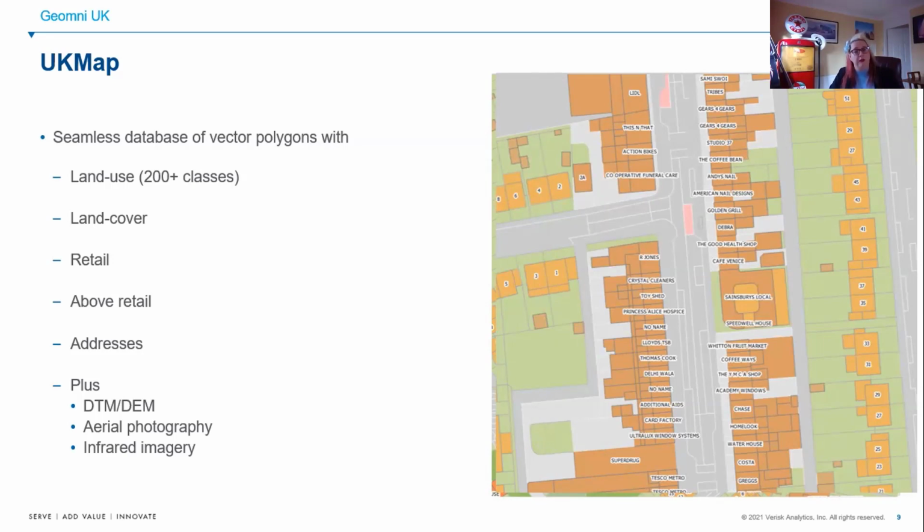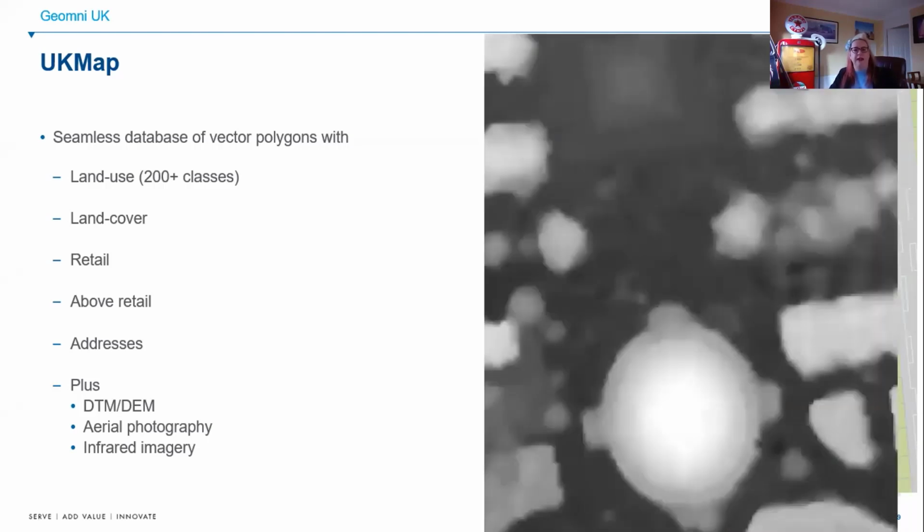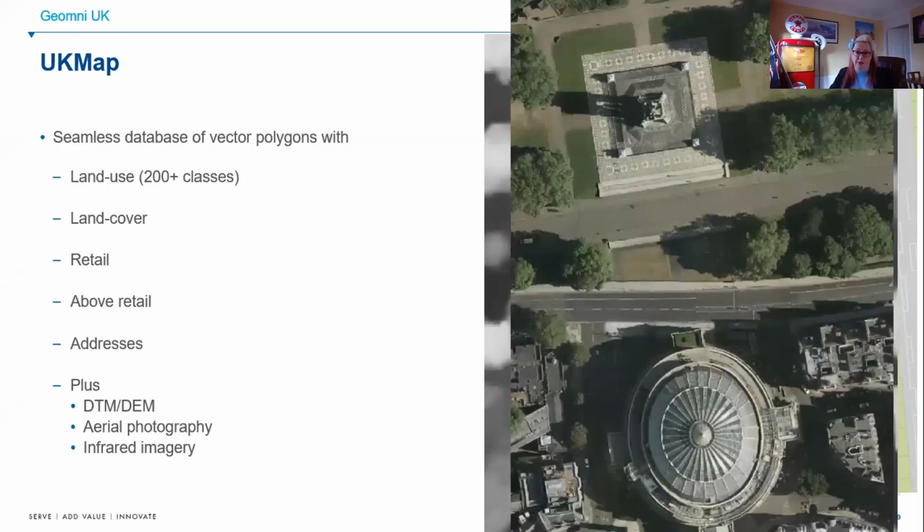And whilst this has all been on the ground floor, we do also look at what's happening above, especially when there's retail on the ground floor. And we provide information about whether it's office or residential or vacant, for example. We also collect our own addresses that we collect independently of other sources. And if that wasn't all enough, we do also include terrain and surface modelling and high resolution aerial photography.